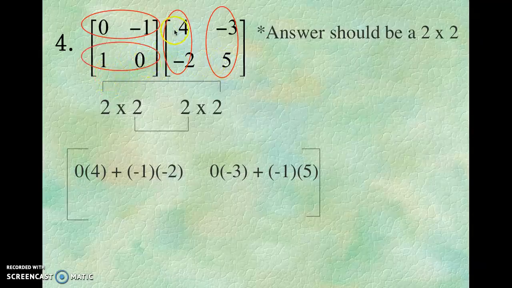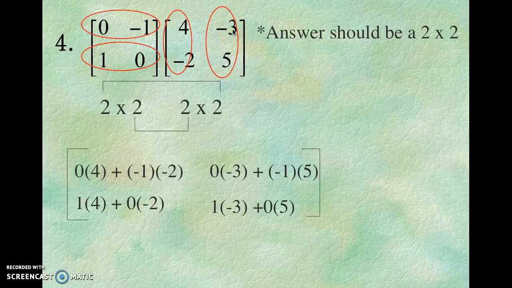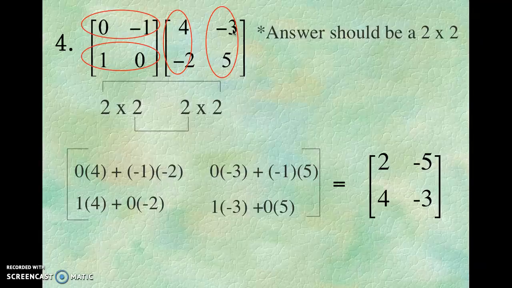We're going to do 1 times 4 plus 0 times -2. That's going to be this element here. 1 times -3 and 0 times 5. And once we multiply and add all those together, we're going to get 2, -5, 4, -3.